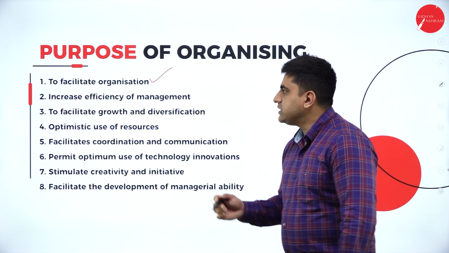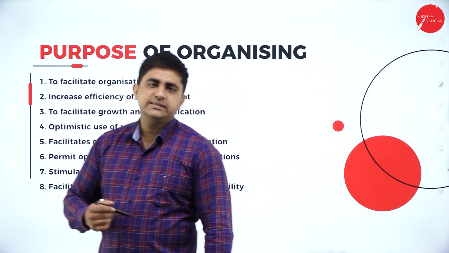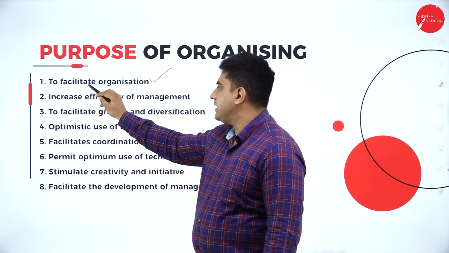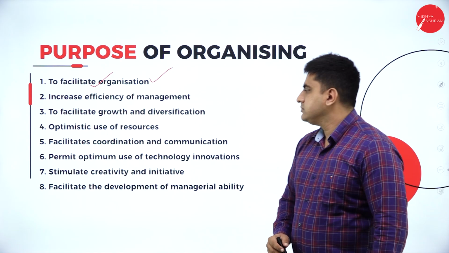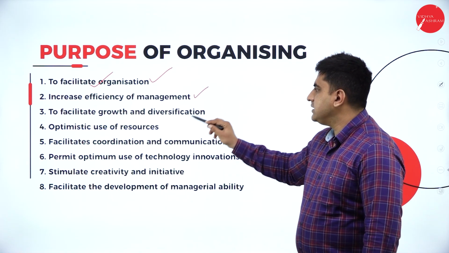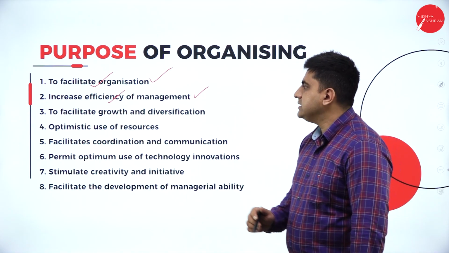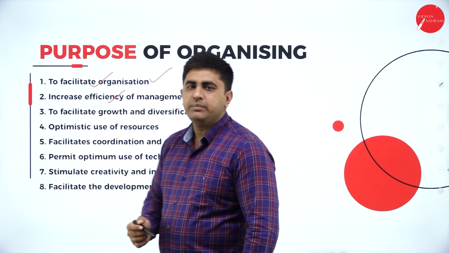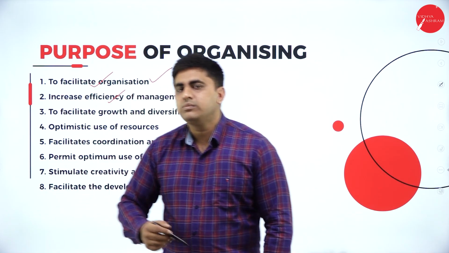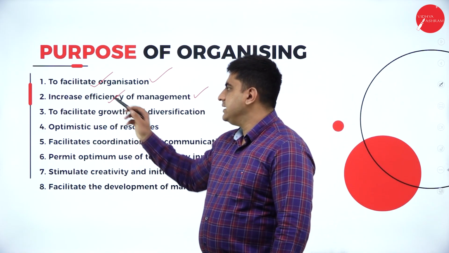So when you come out with a better quality product, what is happening? You are increasing the sales. When sales is increased, you are making profit. So you are facilitating the organization to make profit. Next is increase efficiency of management. So here there is a word called efficiency. What is the meaning of efficiency? So efficiency is you are making use of limited resources and you are coming out with maximum output and quality output. So when you are organizing well, the efficiency is increased.